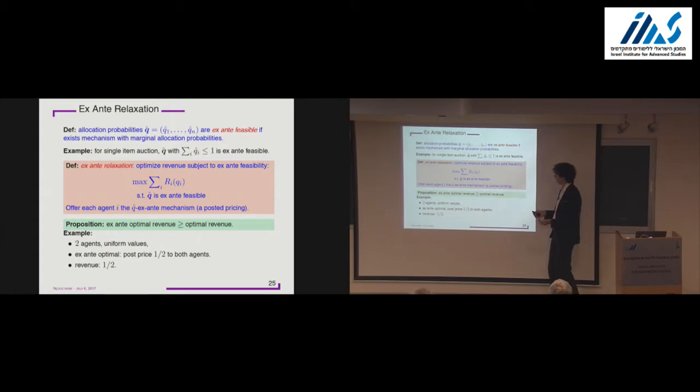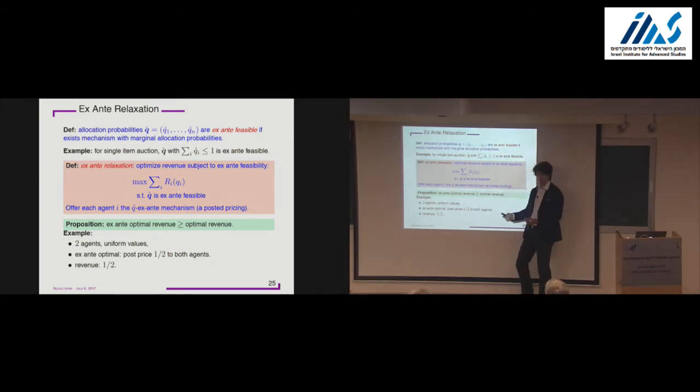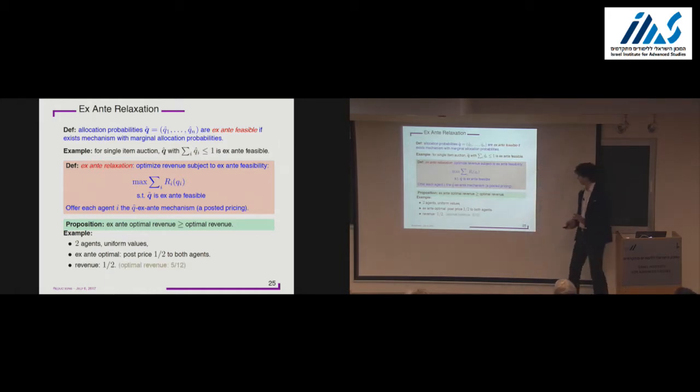Here's a simple example for single dimensional agents. Two agents, uniform values, single object. So ex-ante optimal, because it's symmetric, would be just to post price 1/2 to both players. The total probability is 1, and the revenue is 1/2 because you get a quarter from each player. Of course, when they both have values above 1/2, you sell two items and you shouldn't have with the original ex-post constraint, but we didn't care, we relaxed the ex-post constraint. Notice the optimal revenue is of course worse than this, it's 5/12. Those of you who've studied auctions with two players before know that.